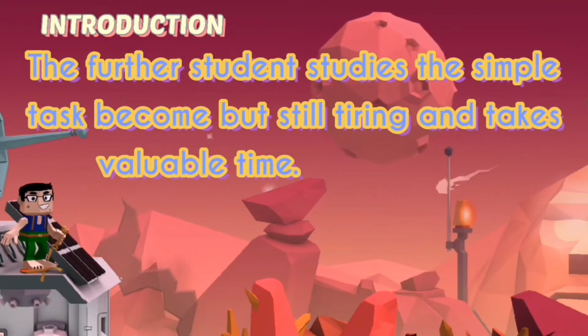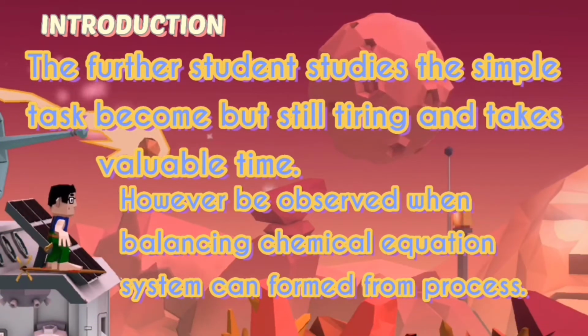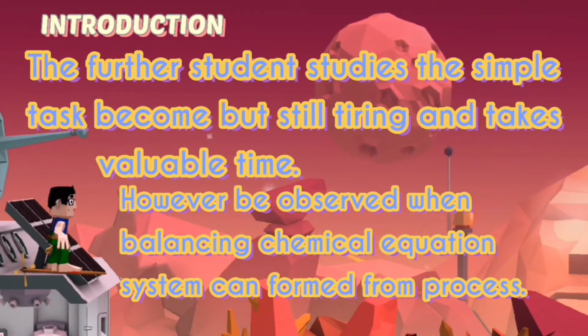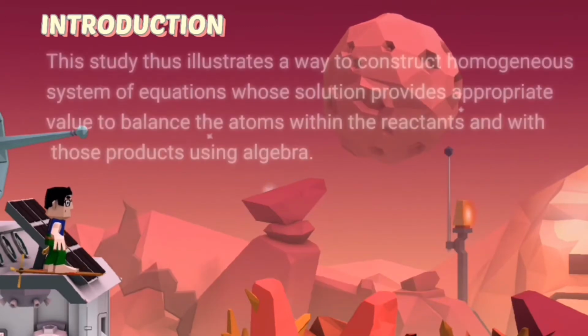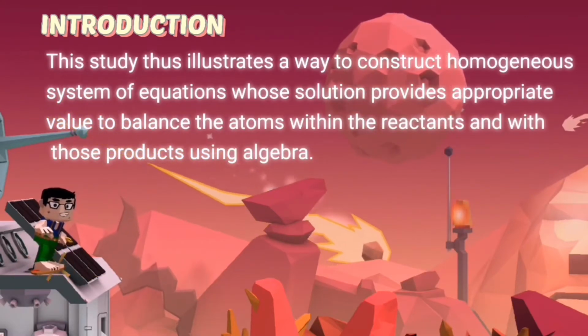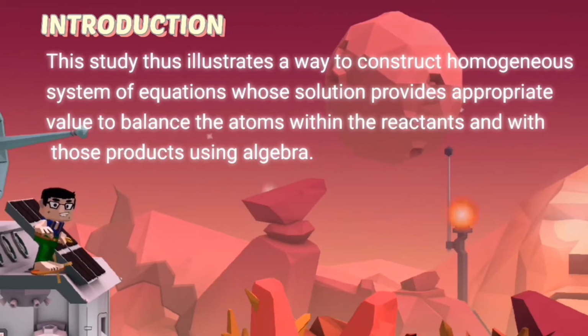The further a student studies chemistry, the simpler the task becomes, but it can still be tiring and takes up valuable laboratory time. However, it can be observed that when balancing a chemical equation, a system can be formed from the process. This study illustrates a way to construct a homogeneous system of equations whose solution provides the appropriate values to balance the atoms within the reactants and within the products using algebra.